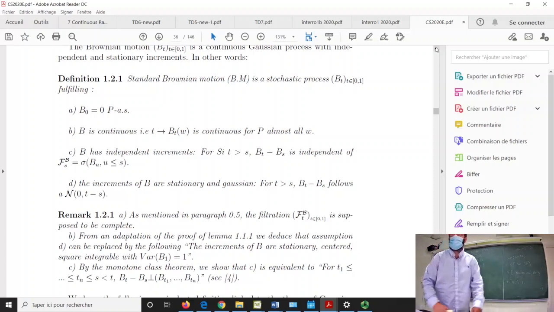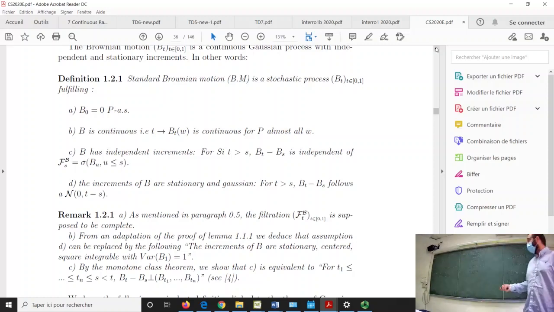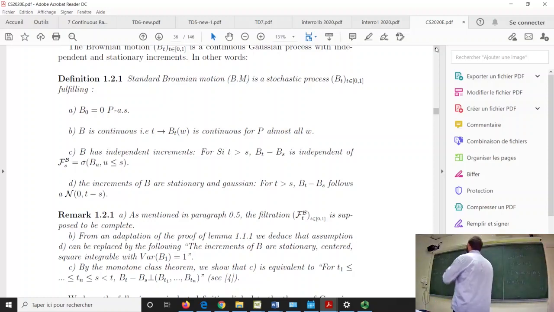Okay? So I have an equivalence to prove. First, we are going to suppose that these 4 points are fulfilled, and we are going to prove that I have this. And then we are going to prove that we have this, and check that all these points are fulfilled in the definition. Okay? So I keep what I want to prove on the board, I erase this one, and keep the definition of the Brownian motion on the whiteboard.